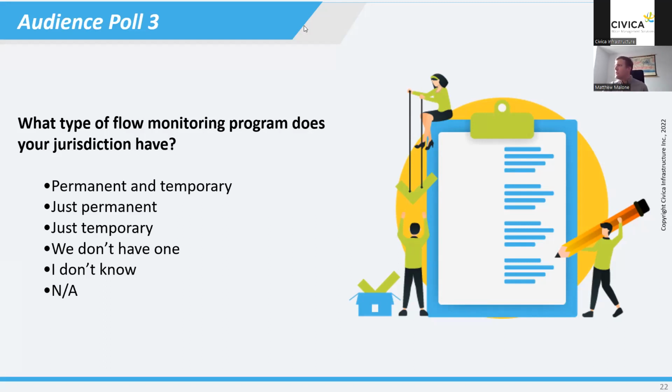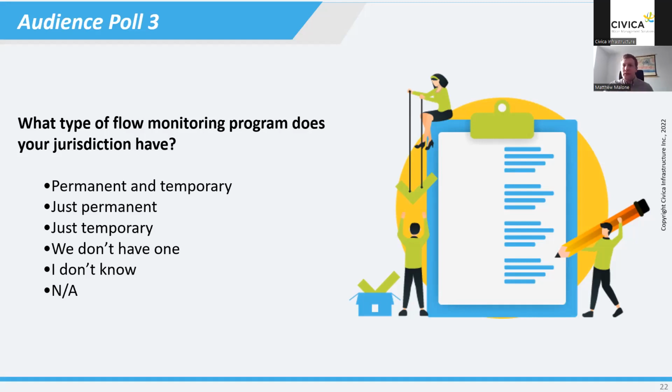Great. So it looks like the majority actually have a permanent and a temporary monitoring. About 50% have both, 10% with just a permanent, 20% with just temporary. So that makes sense. There's a few people not quite sure, but I think that makes sense based on the size of the municipalities that we have here today, and a lot of the bigger ones have permanent sites, as I mentioned earlier, and supplement that with some temporary.